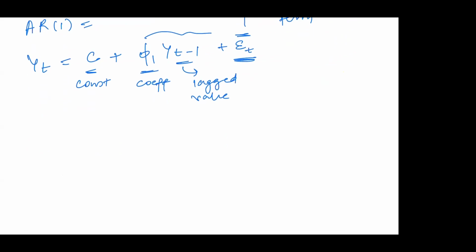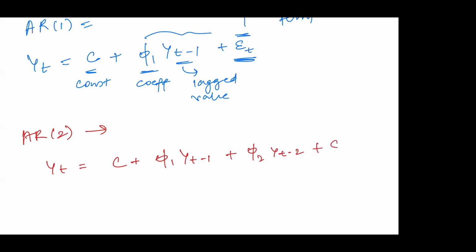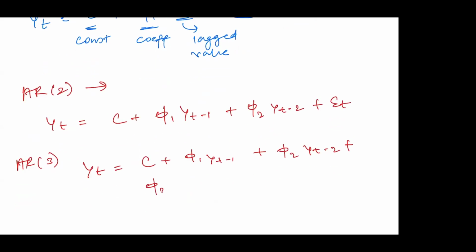Okay, but when we write in mathematics, we write in this way. So similarly, an AR2 model will be what? Yt is equal to C plus... Now there will be two terms, right? There will be two terms of yt minus 2 plus et. Similarly, AR3: yt is equal to C plus phi 1 yt minus 1, phi 2 yt minus 2 plus phi 3 yt minus 3 plus epsilon t.